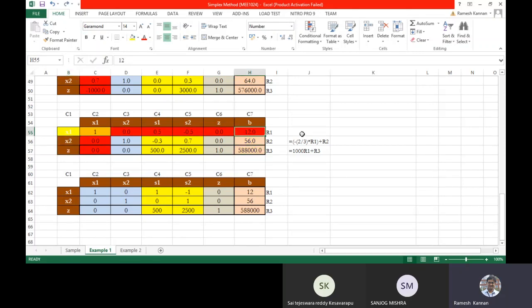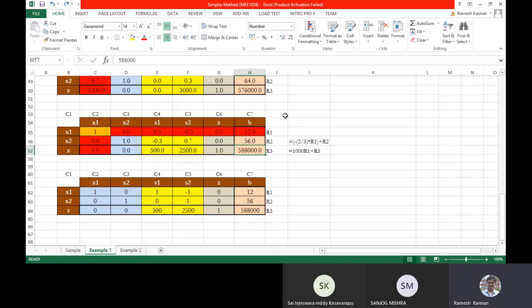Can you correlate that with the sum you did in the normal method? x1 is 12 and x2 is 56, and the optimum value is 5,88,000. Yes, is that correct? So this is another way of doing it using the simplex method.